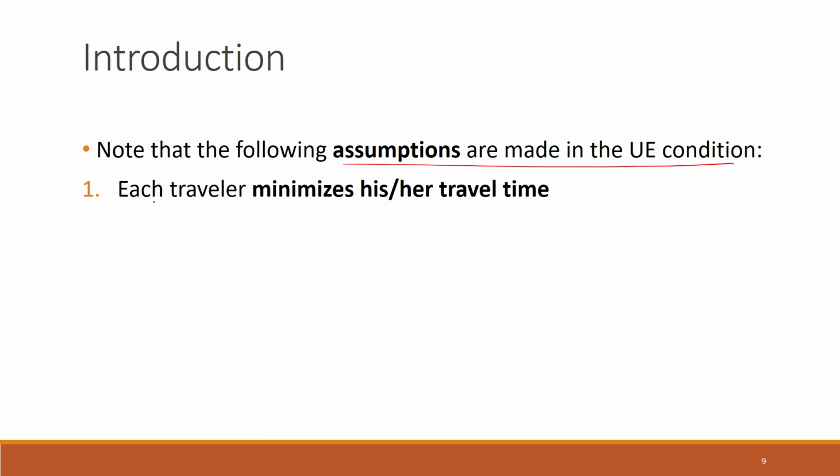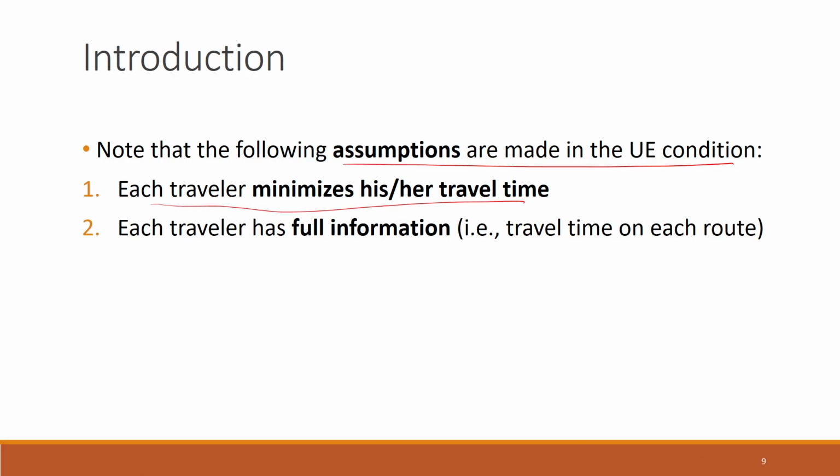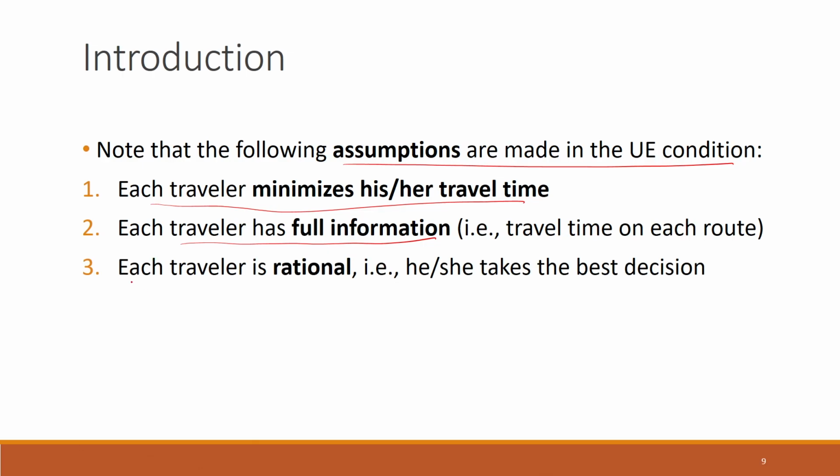So the first assumption is on the behavior of people, that is each traveler is minimizing his or her own travel time. We are also assuming that each traveler has full information of the travel time on each route. So they know how the link performance functions vary. Then we are also assuming that each traveler is rational, that is he or she takes the best decision. So they will always try to take that path which will minimize their travel time.